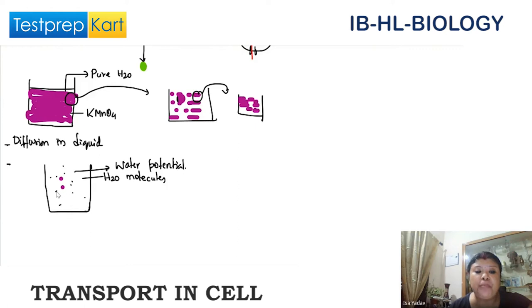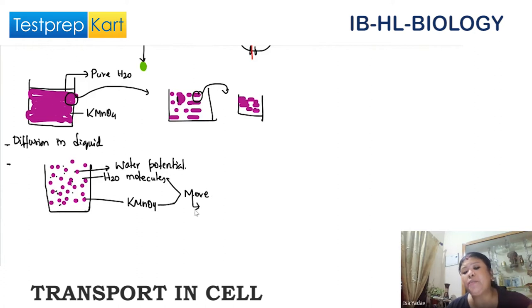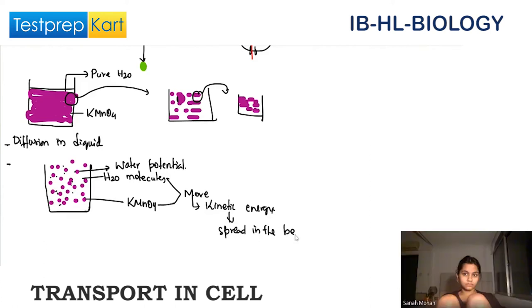I mixed potassium permanganate. When I mix potassium permanganate, all the potassium permanganate crystals were dissolved in the water molecules. So when I dissolve the permanganate crystals, what happened? Not only the water molecules, but even the KMnO4 molecules, both water and KMnO4 molecules, started to move. That means they started to acquire kinetic energy. And while acquiring kinetic energy, they all spread in the beaker.